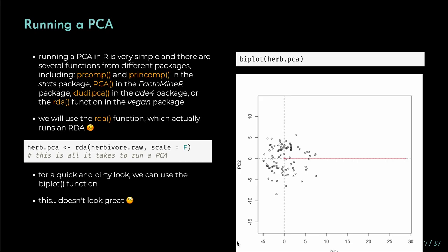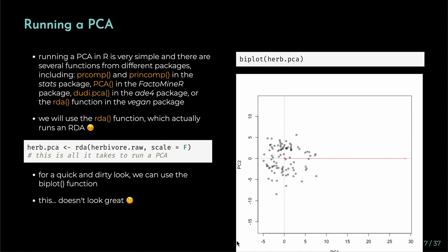Okay, running the PCA is very simple. Now there are several different functions and several different packages. prcomp and princomp are both in the stats package, which comes preloaded. There's the PCA function in the FactoMineR package. There's dudi.pca in the ade4 package, or the rda function in the vegan package, which is the one we are going to use today.